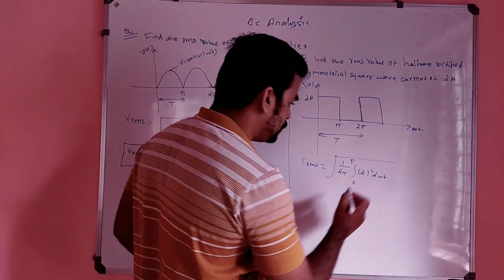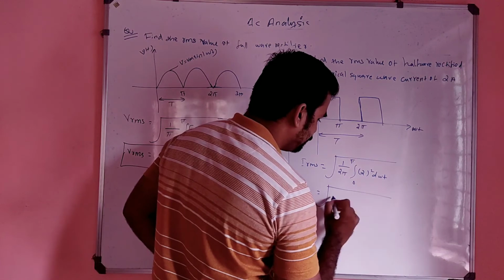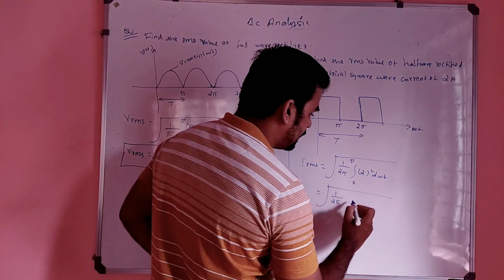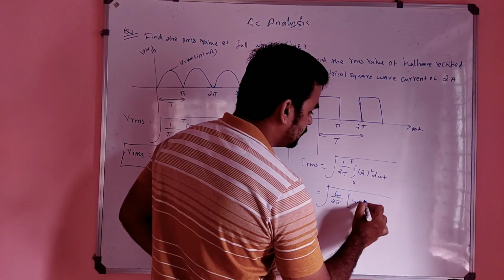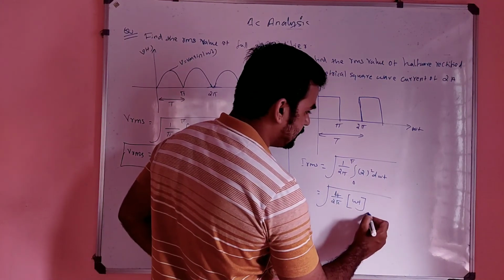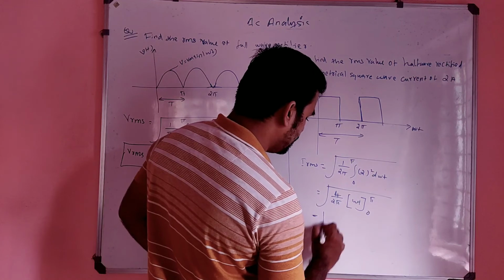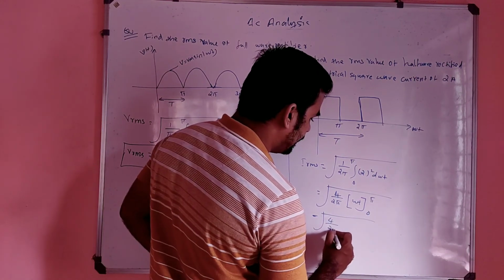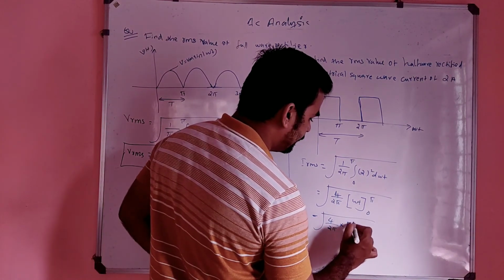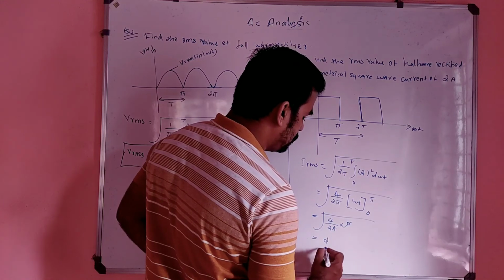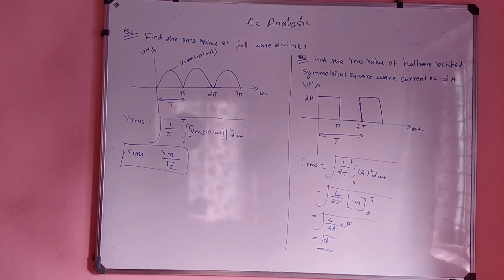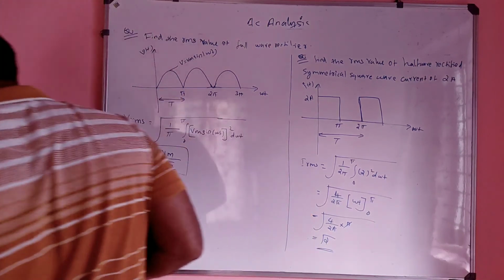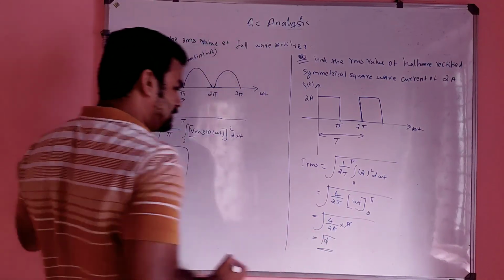So it will become 1 by 2 pi, and the 4 you can take outside. The integration of d omega t from 0 to pi gives pi, so it becomes 4 by 2 pi into pi. Pi gets cancelled. Root 2 is the RMS value. So that is the answer.